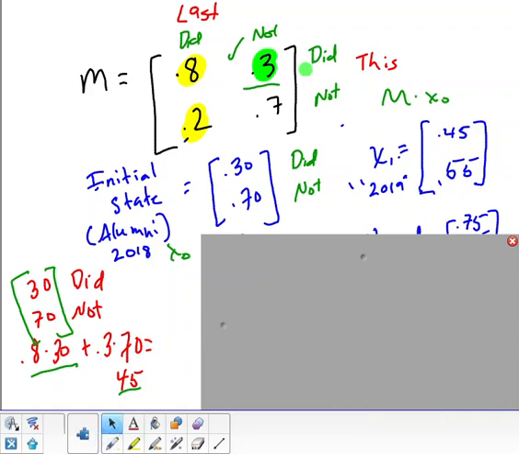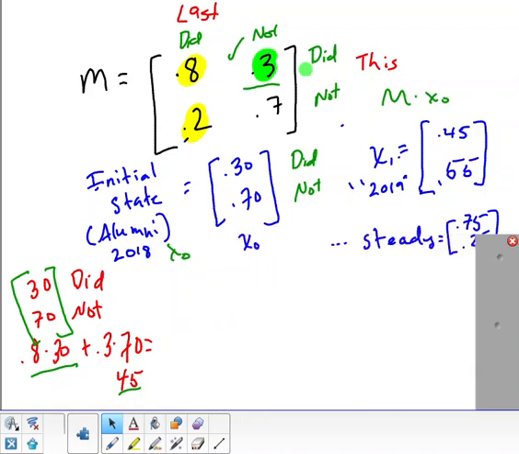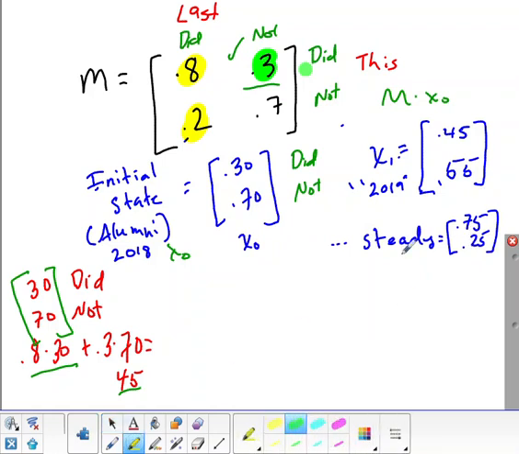So now what's going to happen? We're going to reach a steady state where 75% of the alumni will contribute and 25% of the alumni will not contribute. And there is a way, and it's on the next slide, of how I did that so quickly, so I don't have to run 50 iterations of this. We're going to come back to how I got that 25 and 75%.